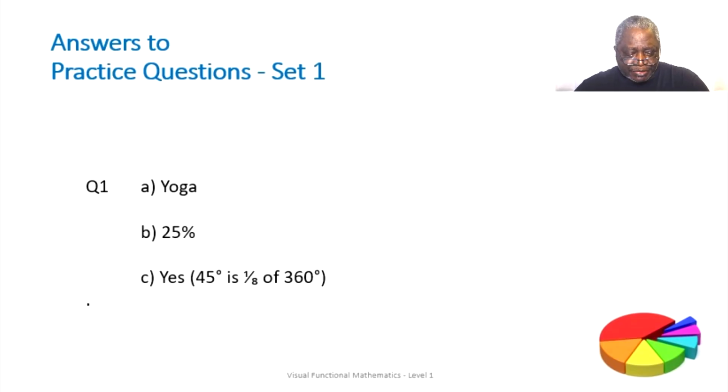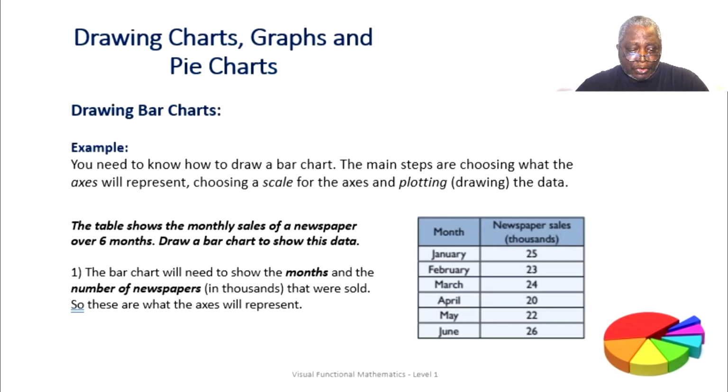And these are the answers. Question 1, A, yoga, B, 25%, and as I told you, C, 45% is 1/8 of 360 degrees. We need to be able to draw bar charts. So how do we do it? Let's look at this example.